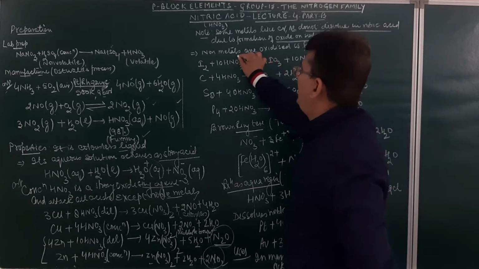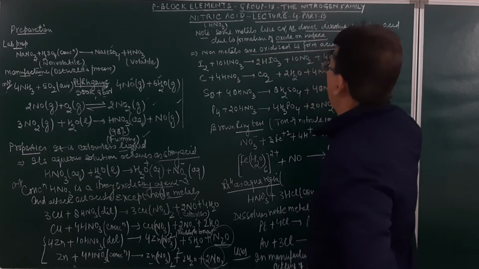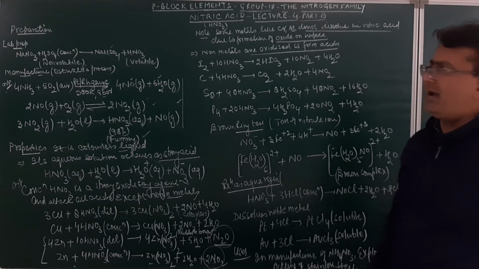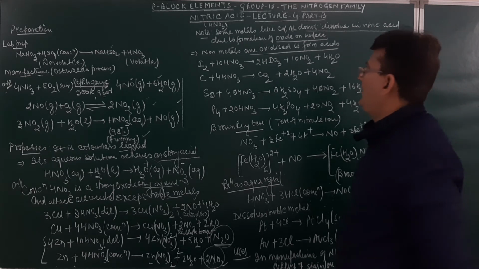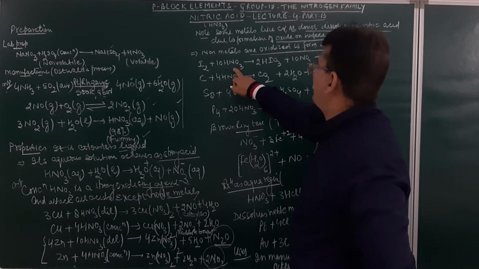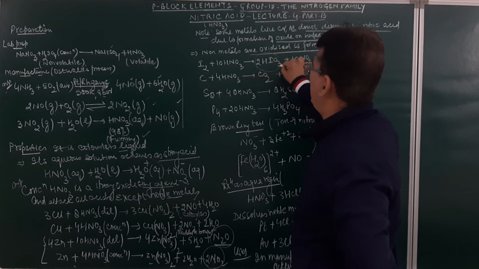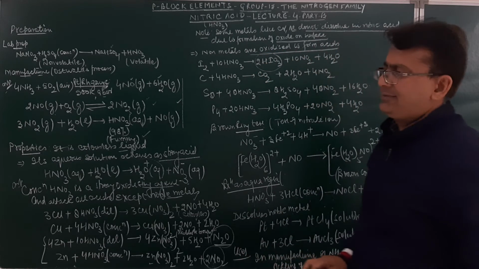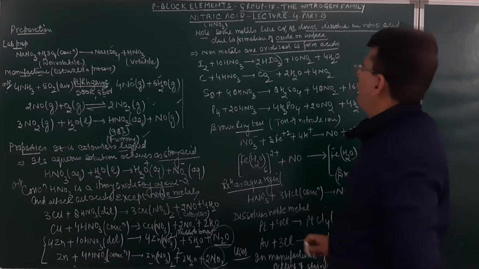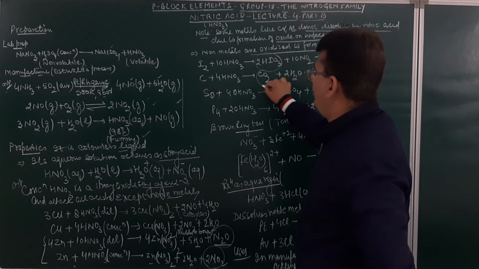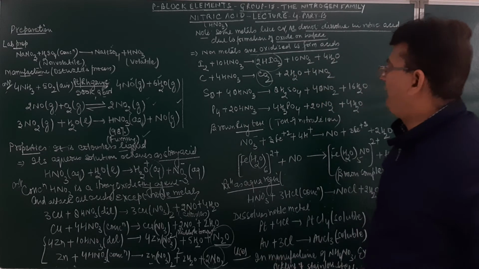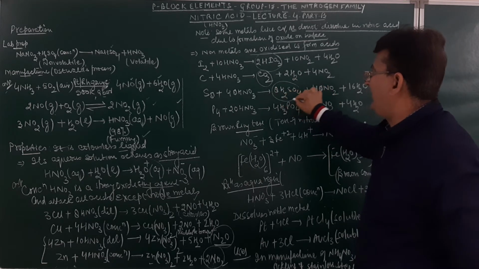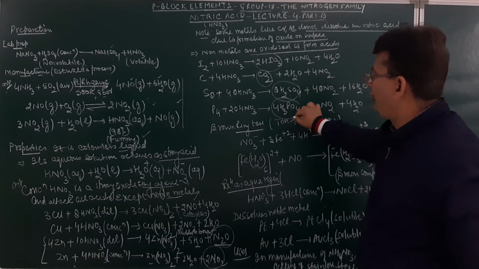Now, similarly, if you take the non-metals, these non-metals are also oxidized by nitric acid to form acids. Like if you take iodine, when reacted with nitric acid, iodine will be oxidized to iodic acid. Am I clear, student? Carbon will be oxidized to carbon dioxide. Sulfur will be oxidized to sulfuric acid, and phosphorus will be oxidized to phosphoric acid.